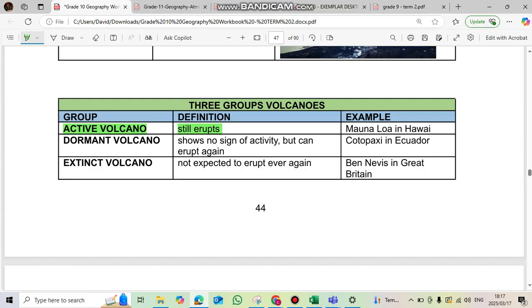A dormant volcano shows no sign of activity, however, it still has the ability to erupt in the near future. Then an extinct volcano, so it's as the name suggests, it is not going to erupt ever again in its lifespan. And an example of this is Ben Nevis in Great Britain.